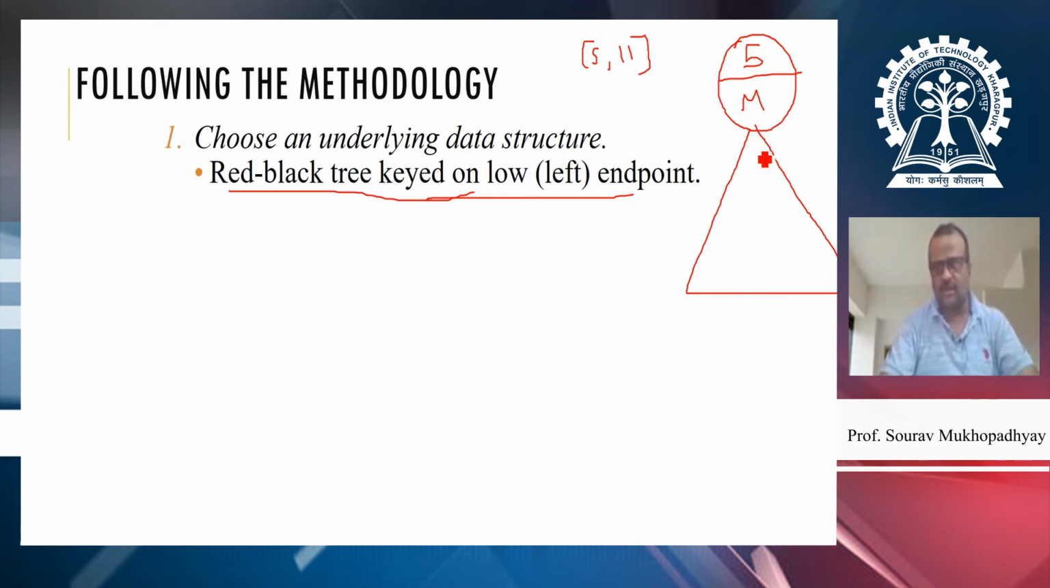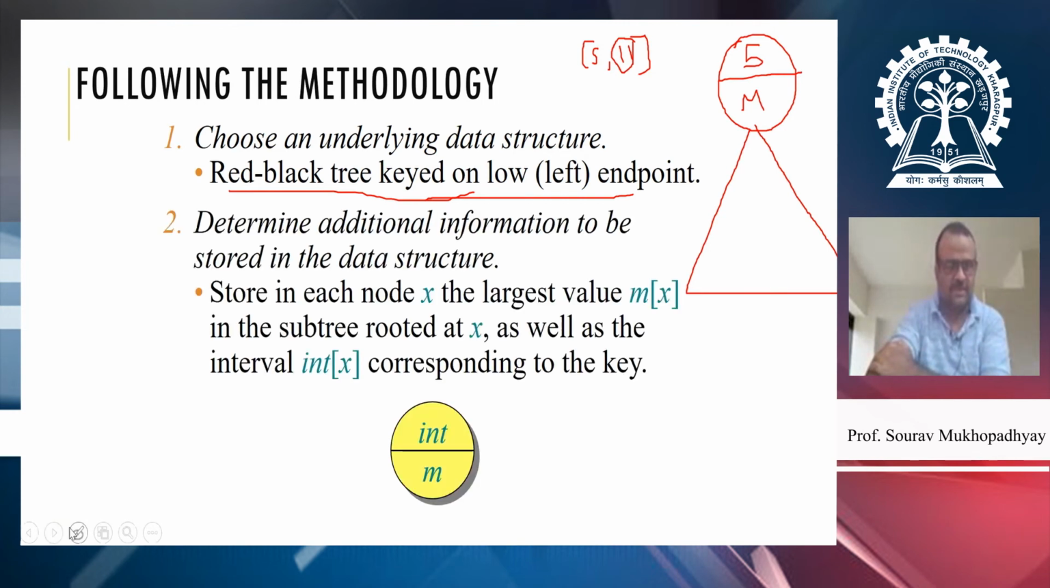Whatever is the maximum value in this subtree rooted at this node, that we are going to store over here. Maximum means including the intervals. So in this interval, what is the maximum value? 11. If there are no points having more than 11, then this max will be 11. So that is the extra information, the max field, we are introducing in each node. Is this clear?